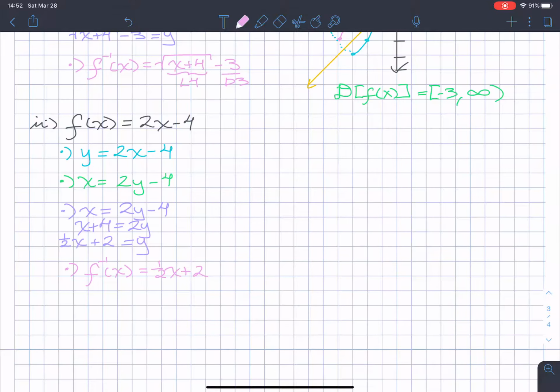So these are of the form y is equal to mx plus b. So slope-intercept form of a line. So x and y coordinate axes.